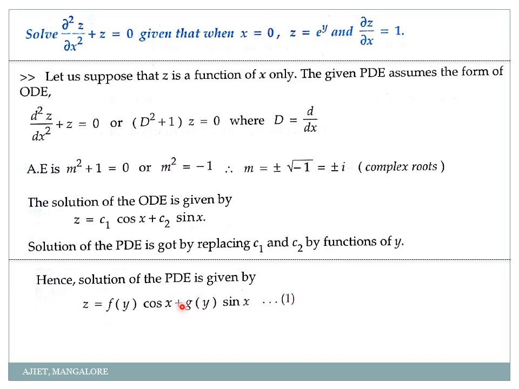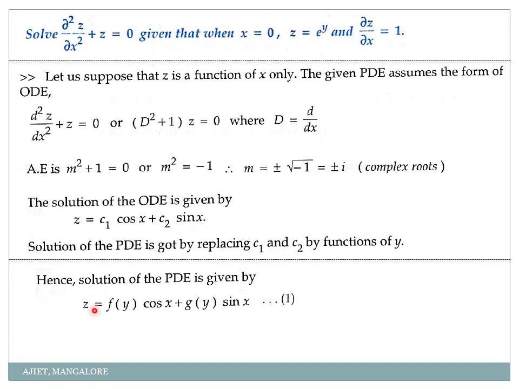This is actually my final solution, but they have given me certain conditions. Using these conditions, you'll find the constants f of y and g of y. What conditions have they given you now? They are telling you that x is 0 and z is e power y. So I can apply it in equation 1, no problem. And dou z by dou x is 1.